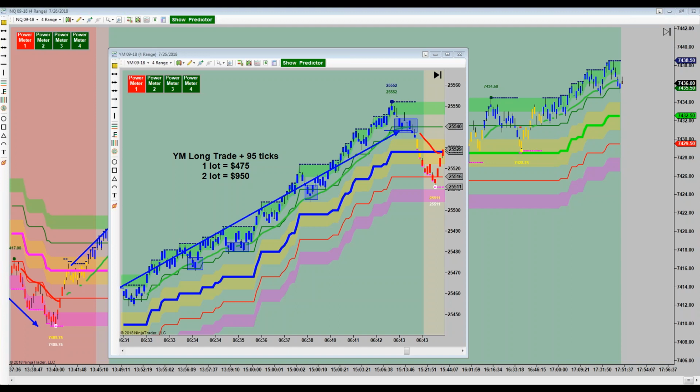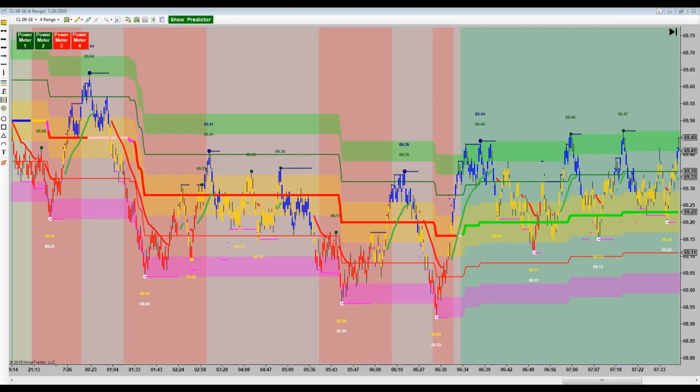Okay, let's do a little exercise together on crude. Is everybody ready? Stand by. I'm trying to get it positioned correctly and cleaned up. I got all sorts of annotations all over this thing. Okay, here we go.